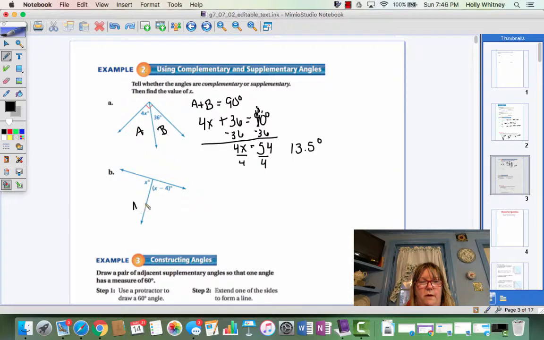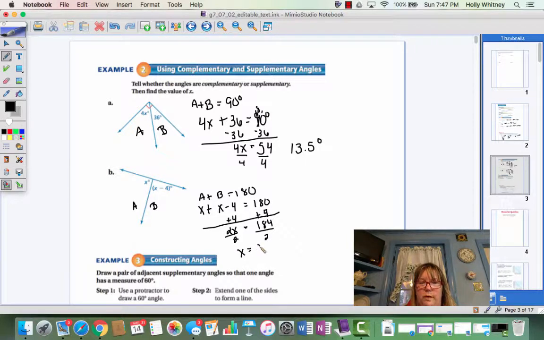I know that if I have angle A here and angle B here, if I add A plus B, because they're on a straight line, they have to add up to be 180 degrees. So I take x and add it to x minus 4, and that has to equal 180 degrees. So I add 4 to both sides. I'm going to combine those two x's at the same time. So 2x is equal to 184. Divide both sides by 2. I end up with x is equal to 92 degrees.